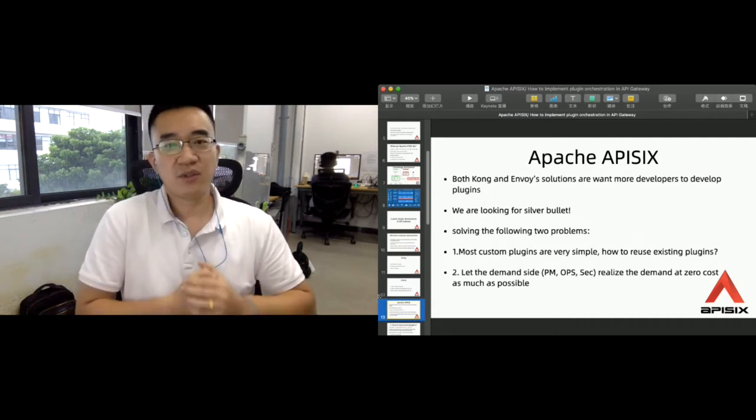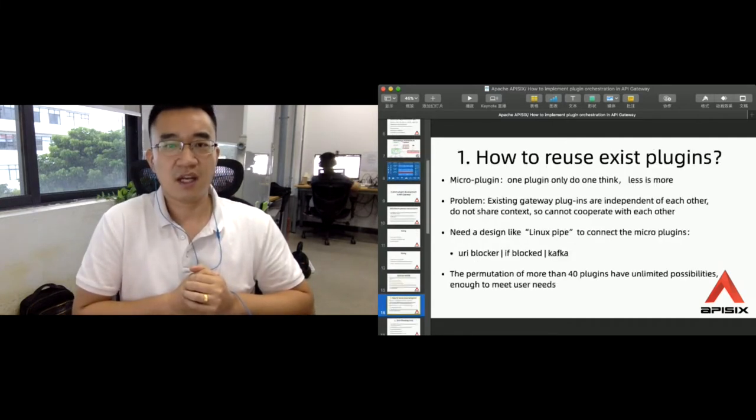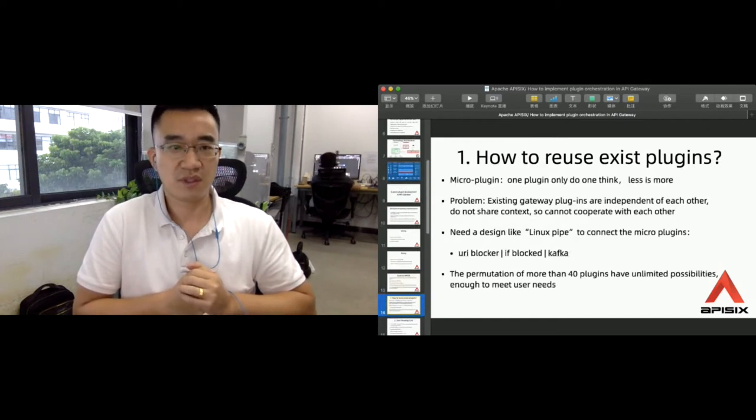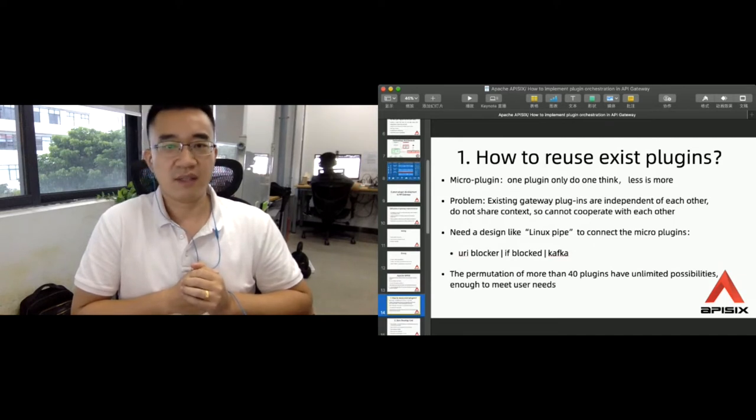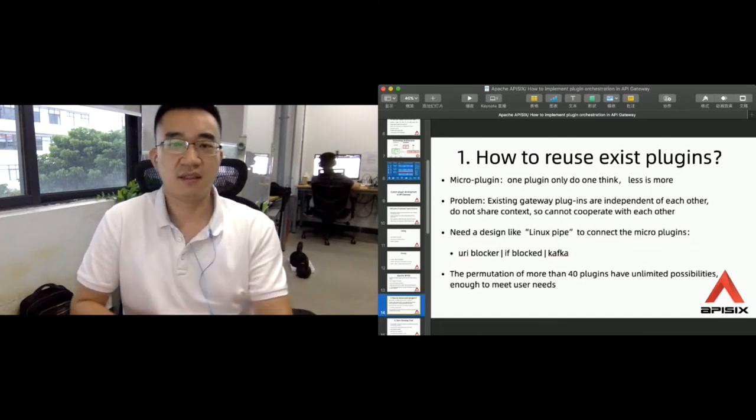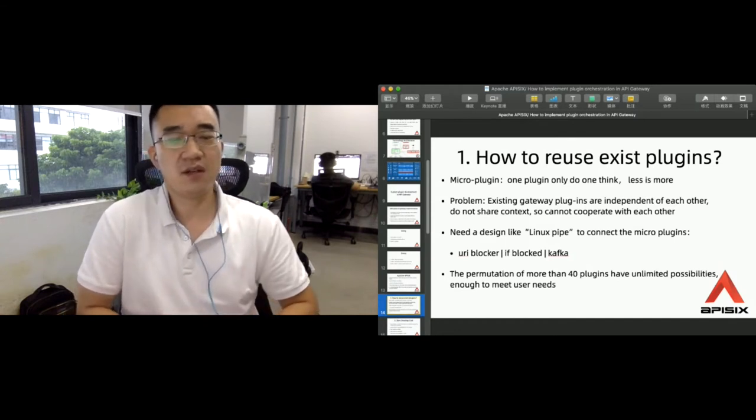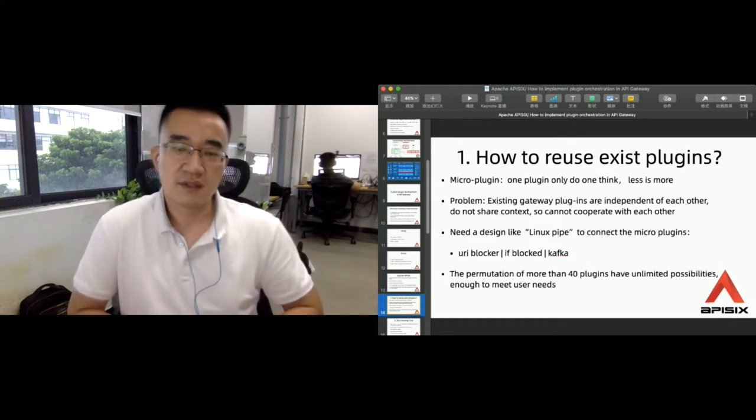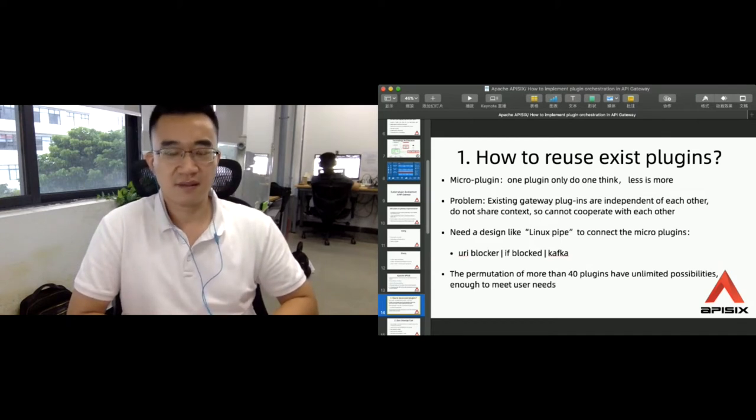First, let's look at the first problem: how to solve the reuse of existing plugins. Microservices are already a very popular technology. So can we introduce this concept into API Gateway plugins? We can make each plugin only do one feature, just like a microservice, which is also the same as the design of the process in Linux. Therefore, we have proposed a concept called micro plugin.